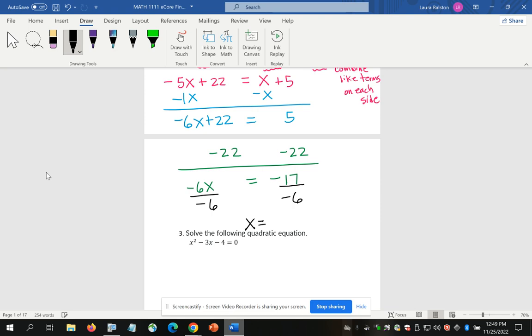So x equals 17 sixths. Negative divided by negative makes the overall answer positive, and 17 sixths does not divide evenly, so you leave it as a fraction.